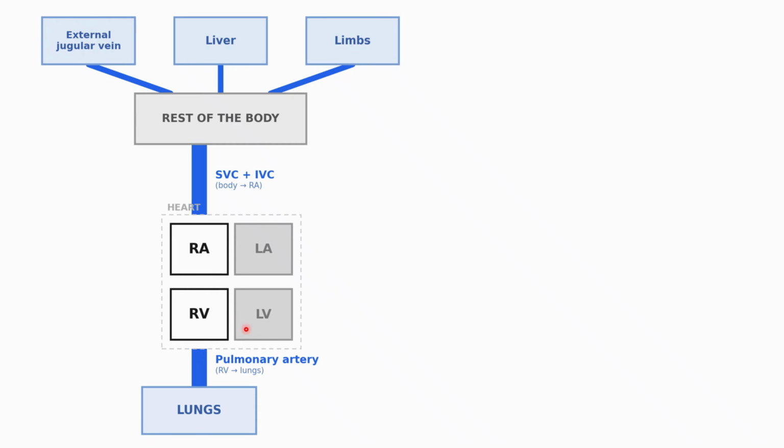Now take a look at the right side of the heart. Here we have the right ventricle and the right atrium. This is the SVC and IVC that brings deoxygenated blood from the rest of the body into the right atrium. Then the right ventricle pumps it out to the lungs.